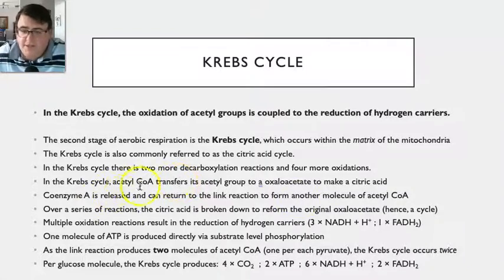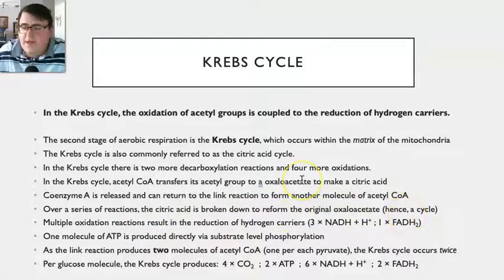We start off this entire cycle with acetyl coenzyme A transferring its acetyl group to an oxaloacetate to make a citric acid. Coenzyme A is then returned to the link reaction so it can form another molecule of acetyl coenzyme A. Now, over a series of reactions, which we'll look at on the next slide when we look at a picture of the Krebs cycle, the citric acid is broken down to reform the original 4-carbon molecule.